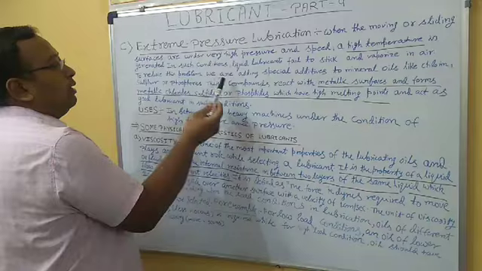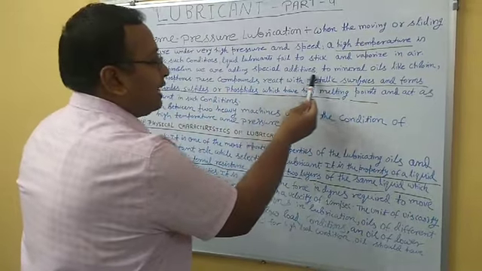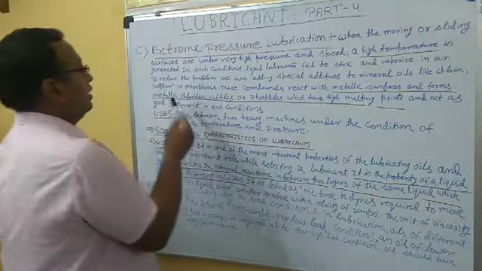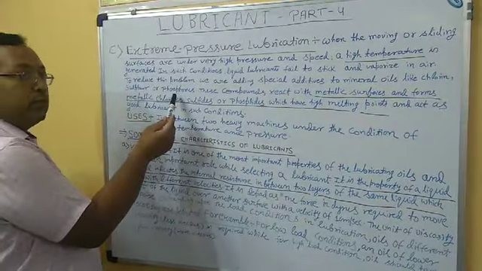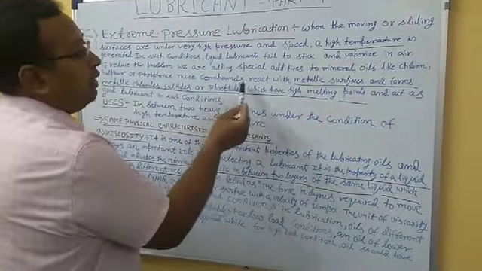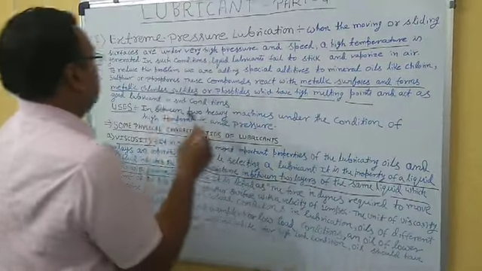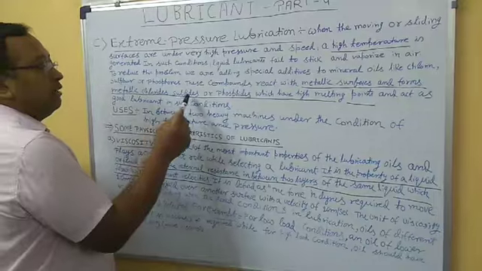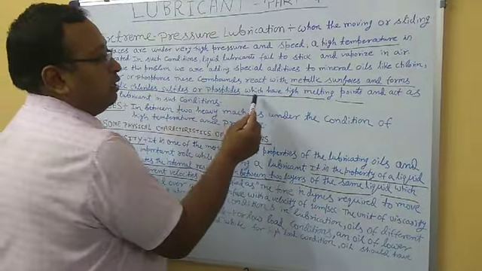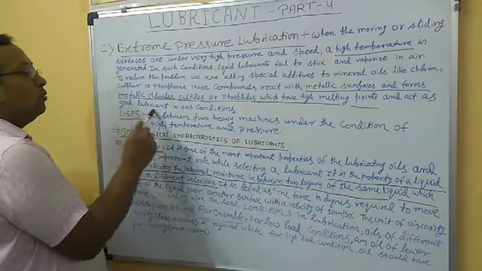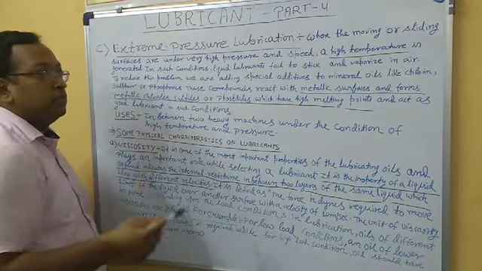To reduce this problem, we add special additives to mineral oils like chlorine, sulfur or phosphorus. These compounds react with metallic surfaces and form metallic chlorides, sulfides or phosphides, which have high melting points and act as good lubricant in such conditions.